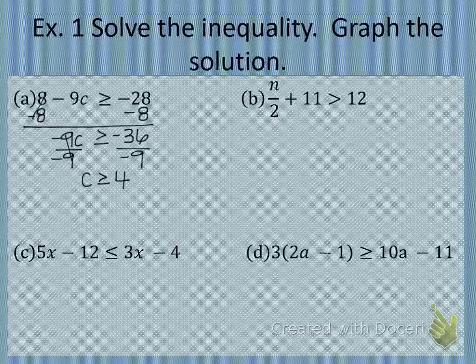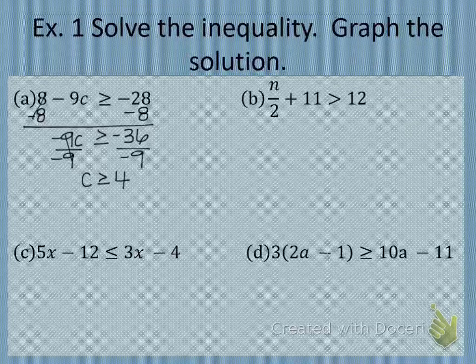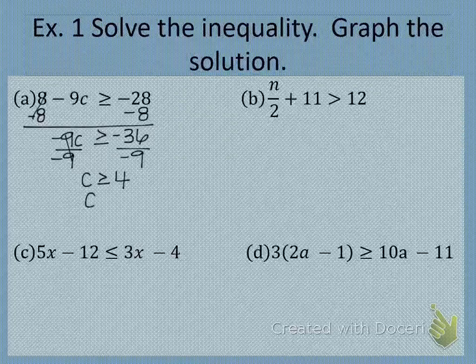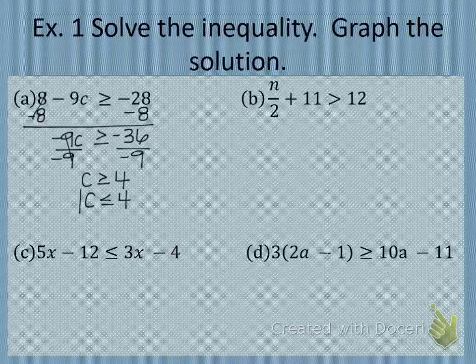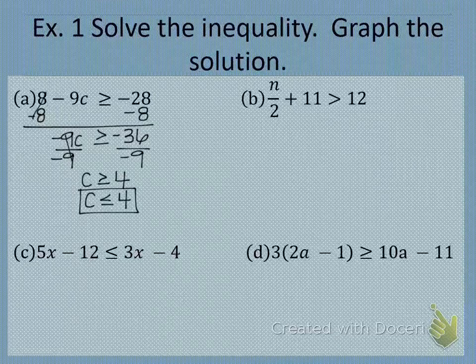Yes. If the last thing you do is multiply or divide by a negative number, we don't care if our answer is negative. It's did we divide both sides by a negative number? And we did. So c is less than or equal to 4 is going to be our final answer. And now we graph that.